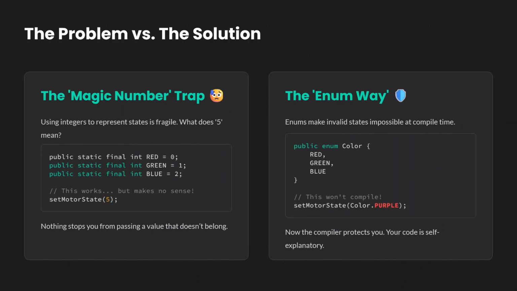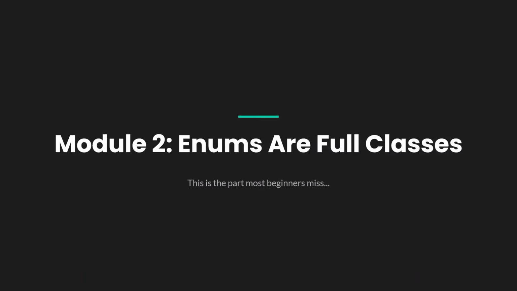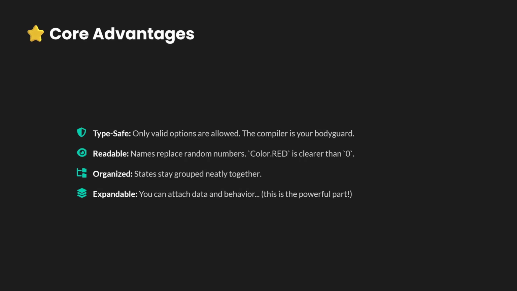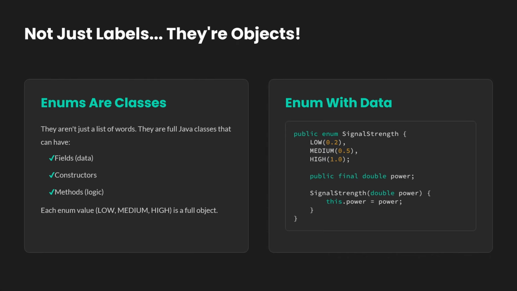But let's go to our module 2. Enums are full classes. As I said in this slide, they are expandable. You can create methods, you can create constructors, you can create a lot of things. These are full classes, okay? So they aren't just lists of words, they're full classes. That's basically what I said. Each value inside an enum is basically an object. That means you can give it data, methods, and whatever you want.